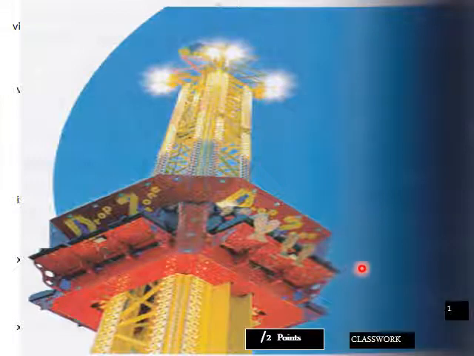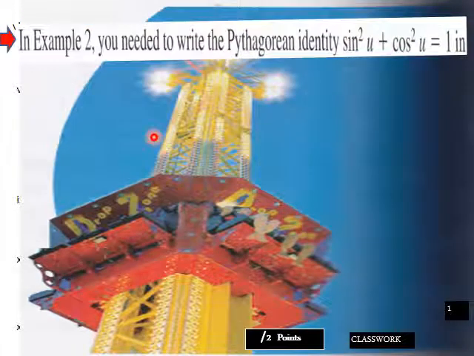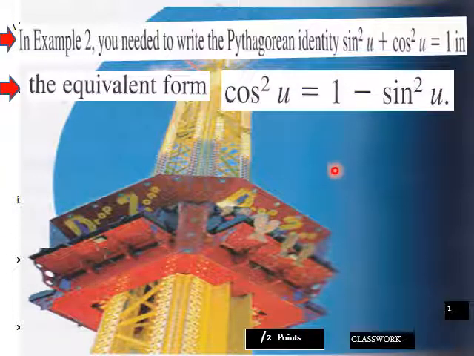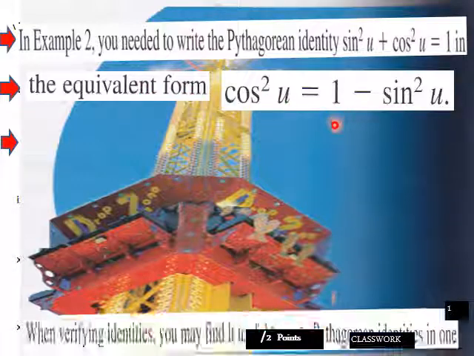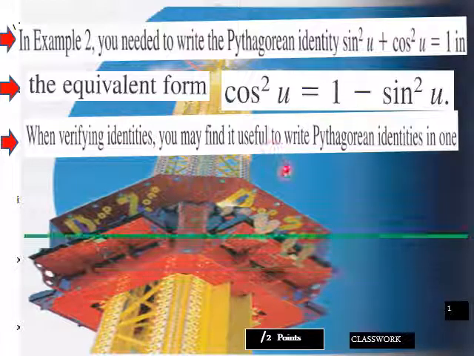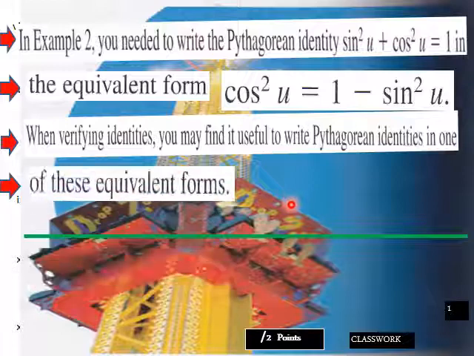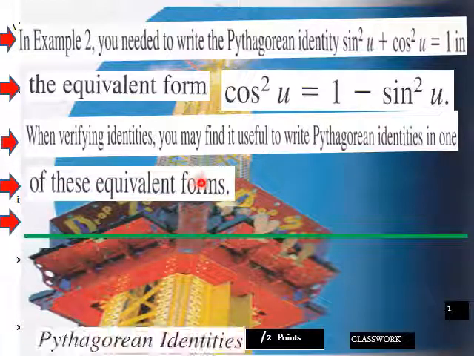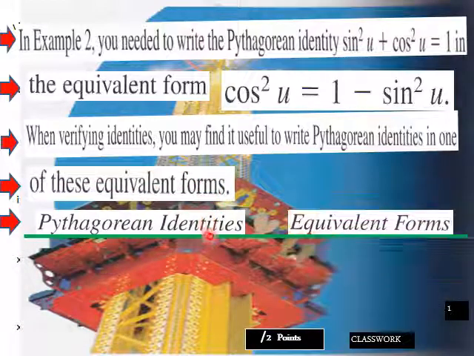Okay, into our lesson today, page 1. In example 2, and then back in part 1, you needed to write the Pythagorean identity sine squared u plus cosine squared u equals 1 in the equivalent form, which is cosine squared u equals 1 minus sine squared u. When verifying identities, you may find it useful to write Pythagorean identities in one of these equivalent forms.